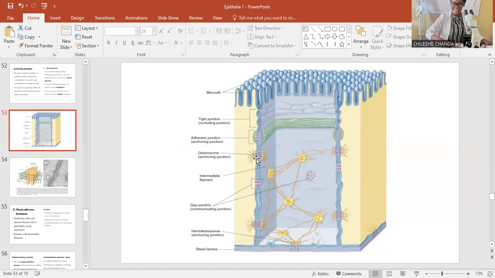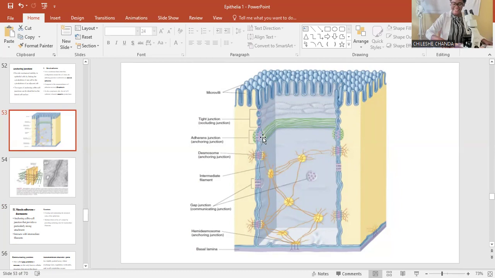These desmosomes are going to have certain proteins running from this cell to the next. Remember we talked about the transmembrane proteins, those that are running from the inside of the cell to the outside of the cell. Those are going to be attached to the membrane proteins of the next cell, and they're going to form this desmosome, okay, which is going to be anchoring one cell to another. All right, so this is what we're going to look at.